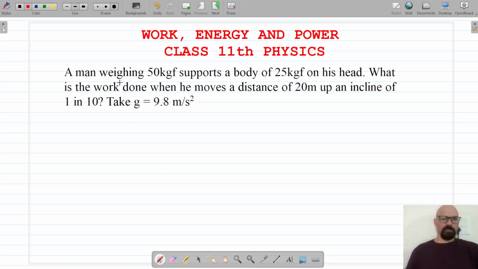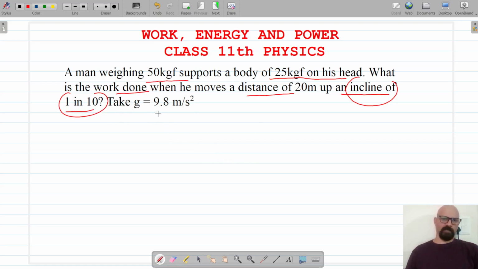For the next question, given that a man weighing 50 kgf supports a body of 20 kgf on his head, what is the work done when he moves a distance of 20 meters up an incline of 1 in 10? So what does this incline of 1 in 10 mean? Let's understand this first.